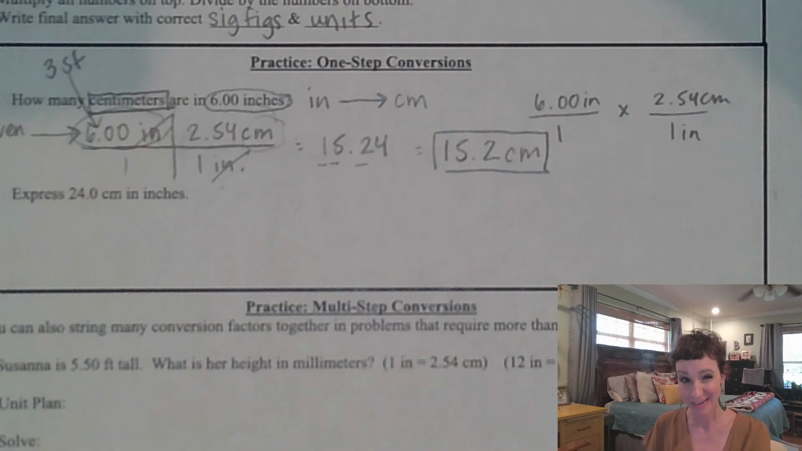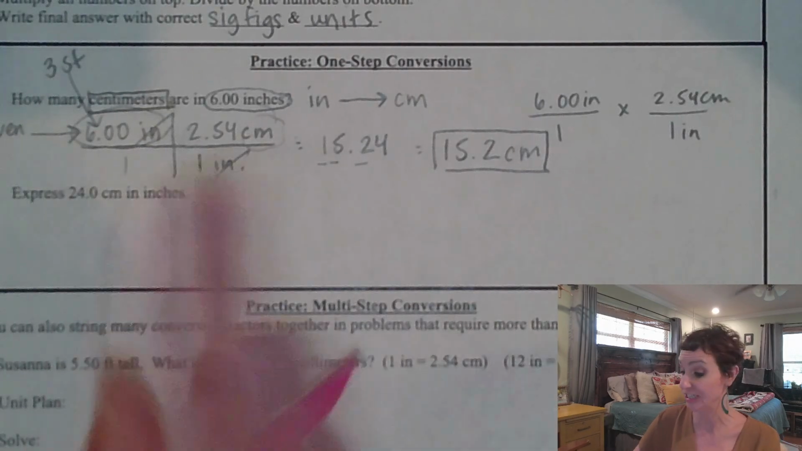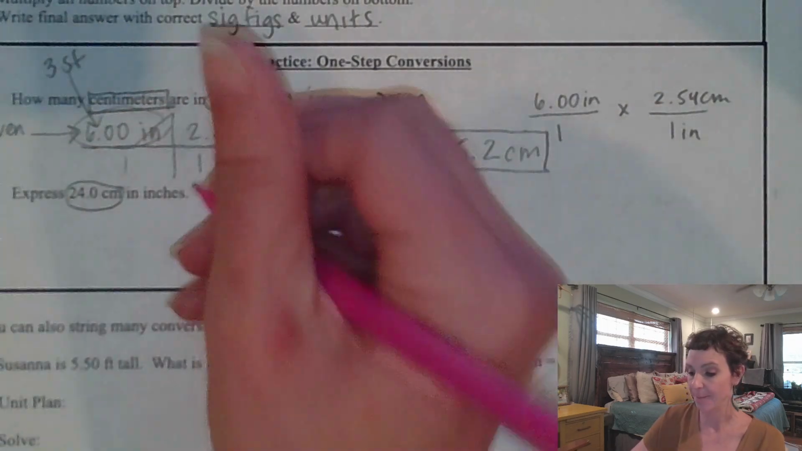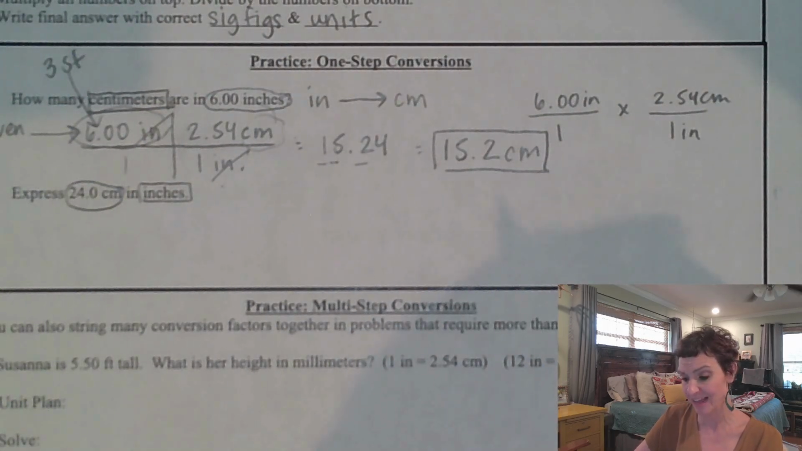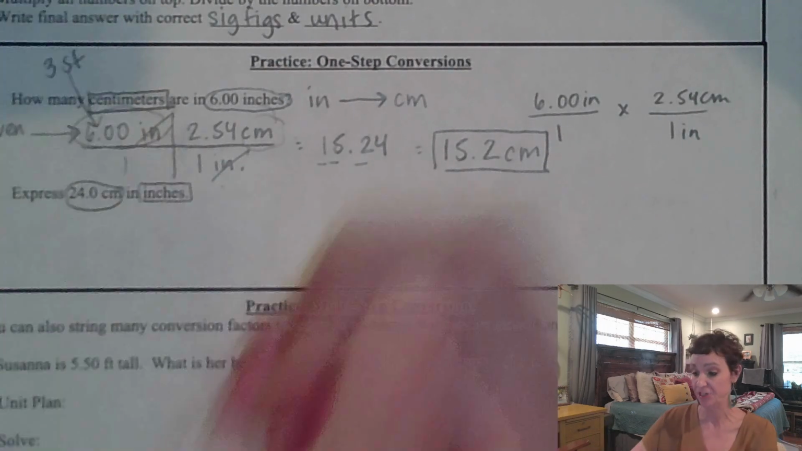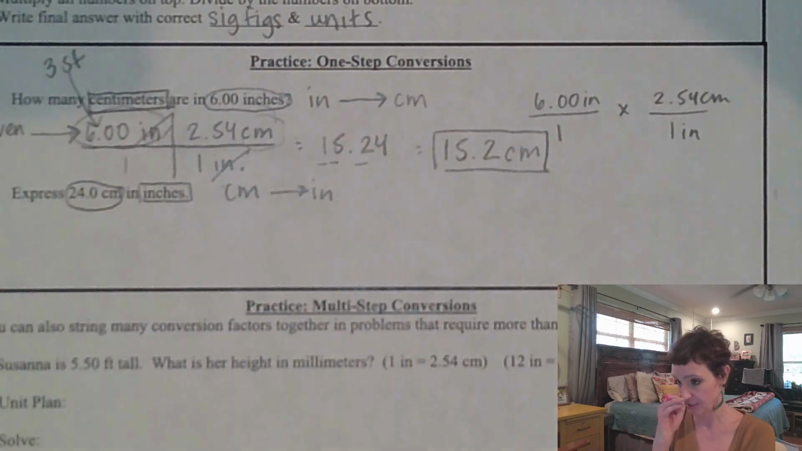All right. We're going to do the next one a little bit quicker. It says express 2.0 centimeters in inches. I circle my given with the unit, and I box off what I'm trying to solve for. This is similar to the last problem. I still have centimeters and inches somewhere in there, but it's having me go in the different direction. I'm converting from centimeters to inches.